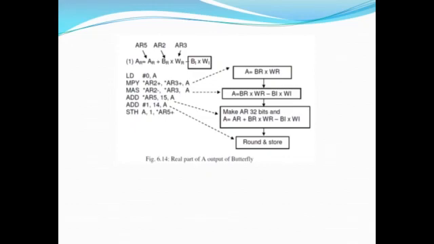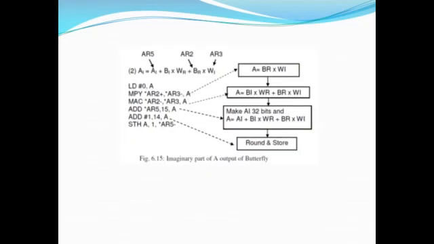Then make AR 32 bits. We are making AR 32 bits because we cannot proceed with a value lesser than 16. So A equal to AR plus BR into WR minus BI into WI. Then round and store. We are going to round that value and store it. So this is the flow.